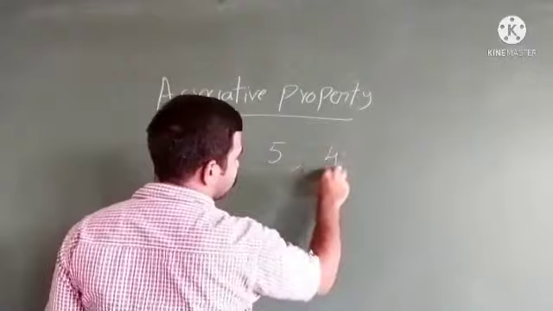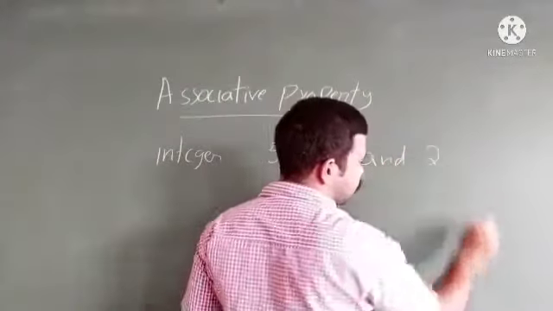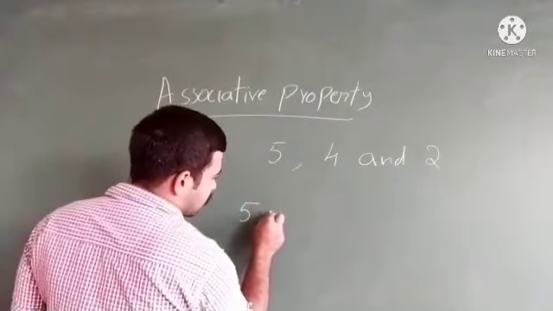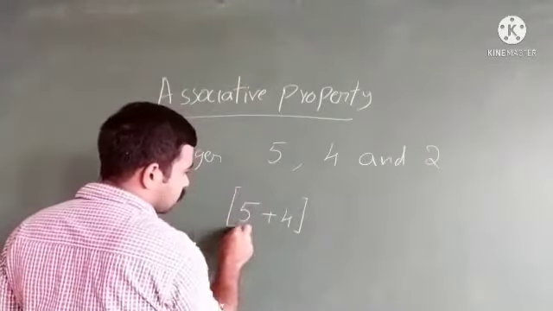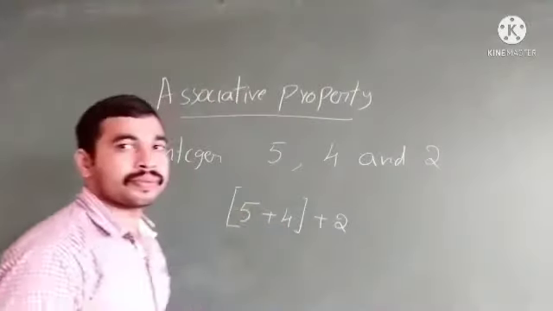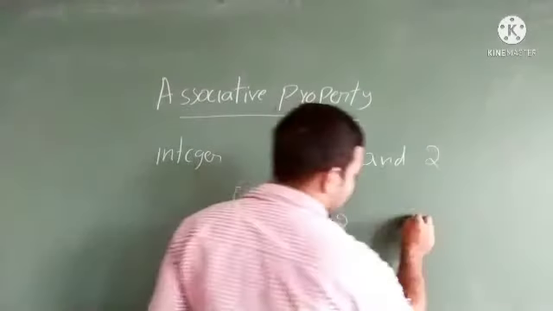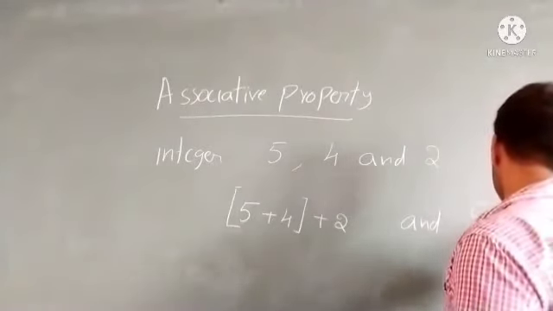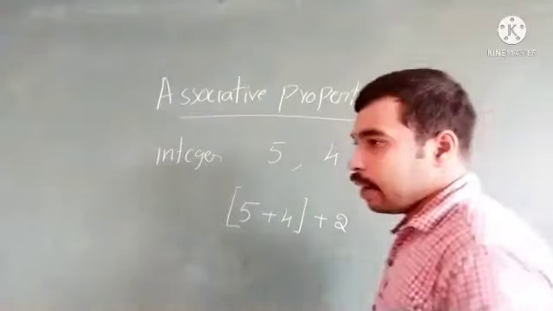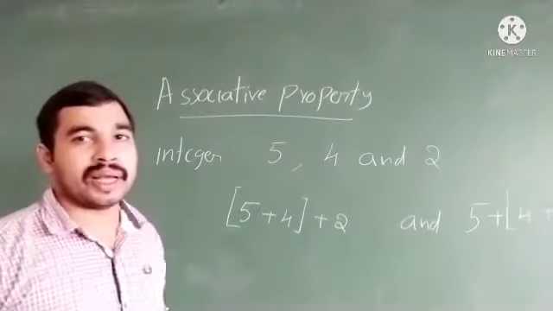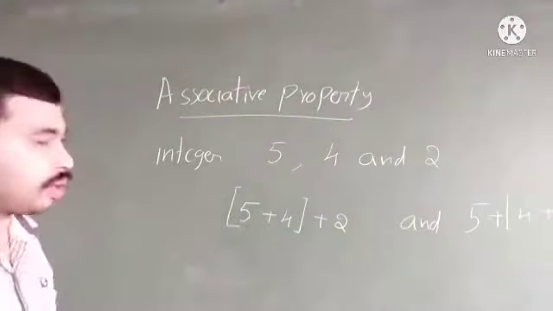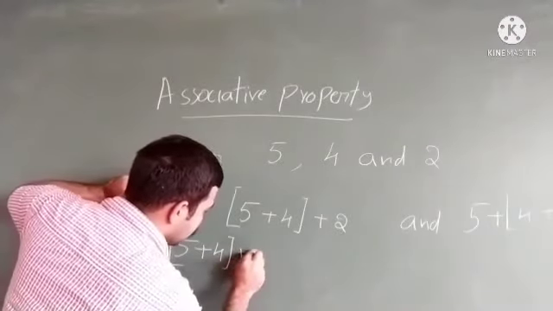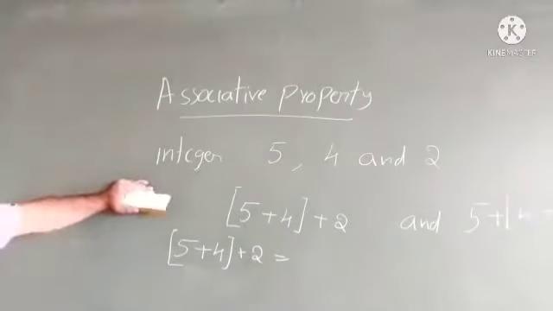Five, four, and two. Five plus four, in brackets, plus 2. This is one operation, and another one: 5 plus, in brackets, 4 plus 2. Both mathematical expressions are the same numbers, 5 plus 4 plus 2.